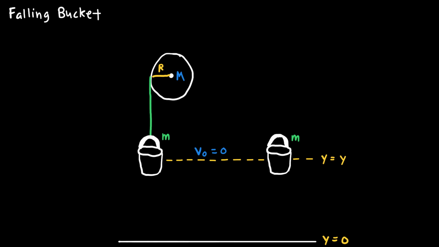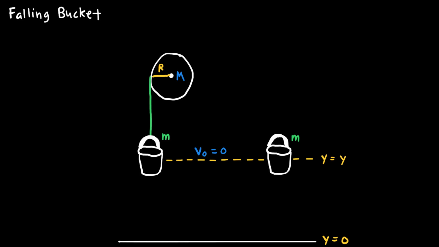On the left, I have a bucket that's attached by a rope to a pulley. As the weight of that bucket pulls down, the rope will pull on the pulley, causing it to rotate. On the right-hand side, I have a similar bucket that's just going to be dropped from rest from the same height with the same mass, but it's just going to be in free fall.